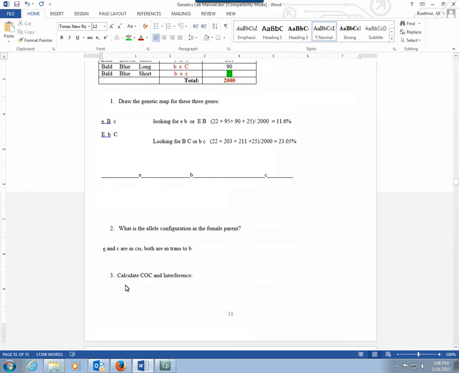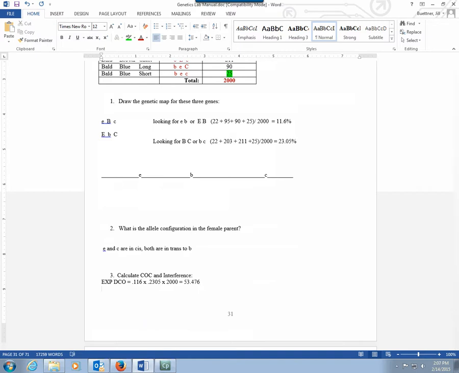For the coefficient of coincidence, first you have to figure out the expected DCOs. The expected DCOs is the recombination frequency for segment 1 times the recombination frequency for segment 2. And remember, I recommend you use the decimal numbers for this. And times 2,000, which is the total. And that will get you 53.476.